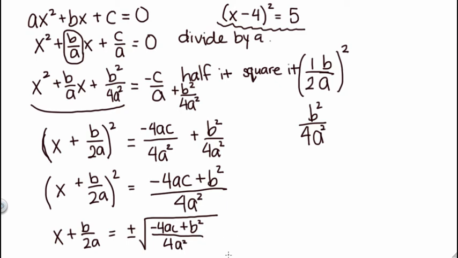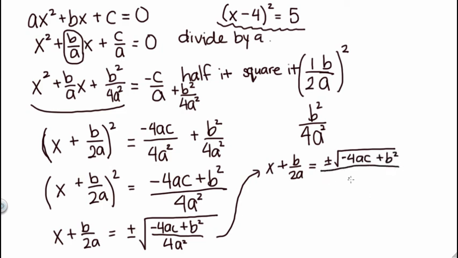So the top part, there's not much we can do, but for the bottom part, 4 is a perfect square, and if we have a squared, we can take the square root of that. So this part becomes x plus b over 2a, so I'm going to leave that part alone, is equal to plus or minus square root, right? Because I can have the numerator and the denominator separated. So negative 4ac plus b squared. And the denominator, square root of 4 is 2, square root of a squared is a.